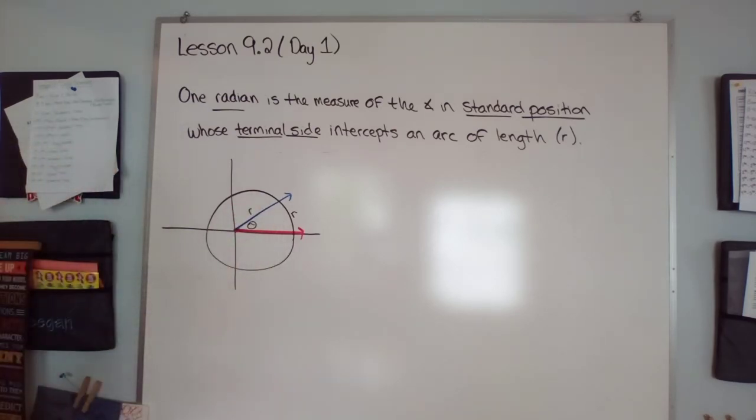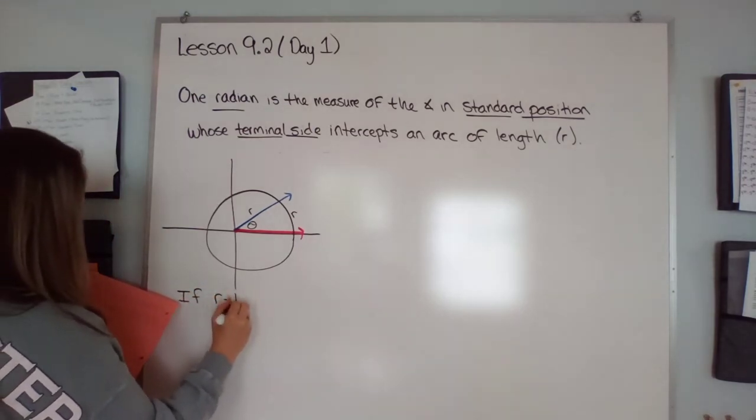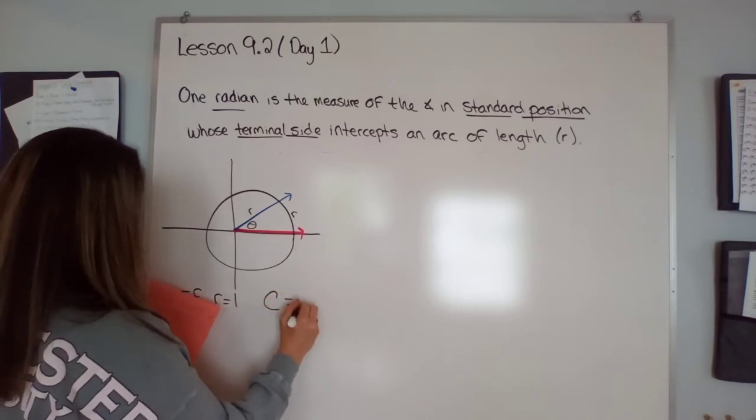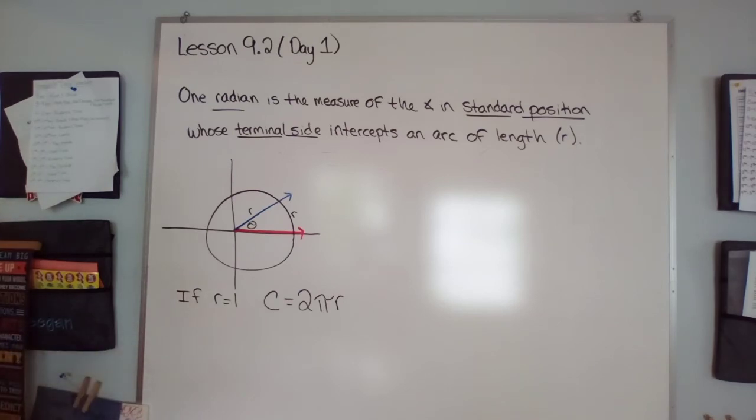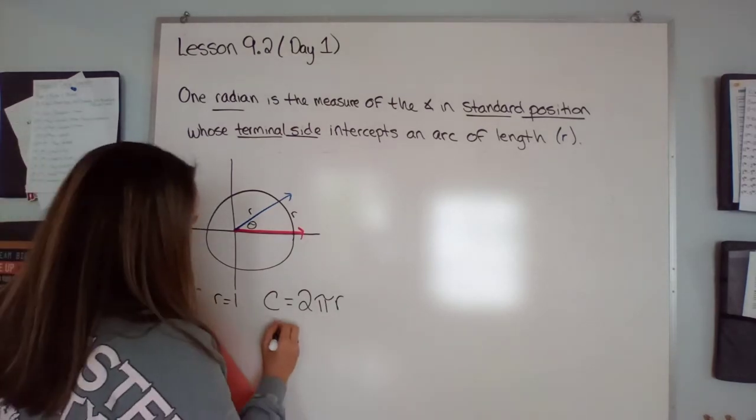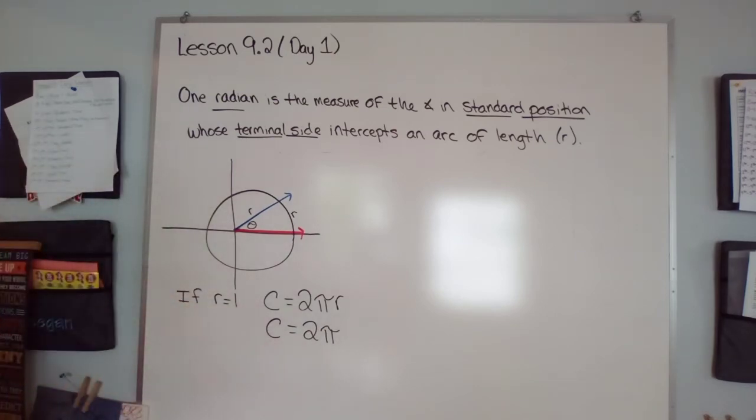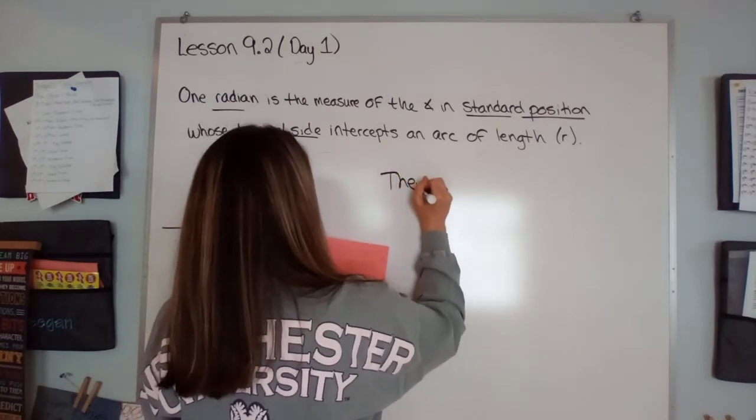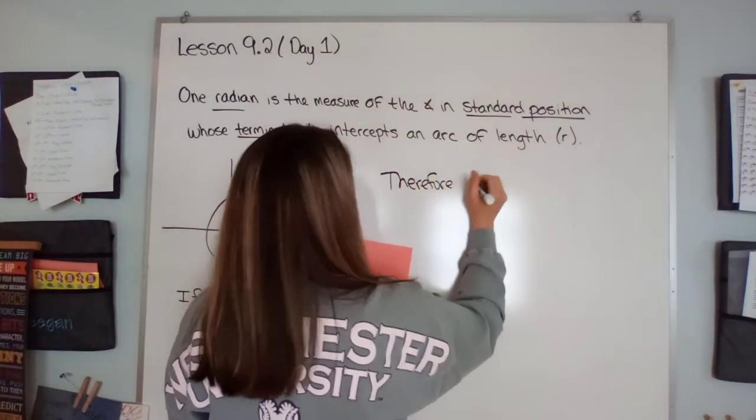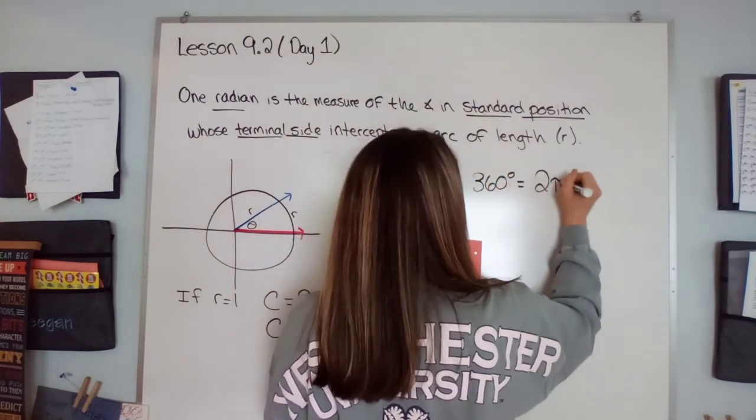All right. So if r is equal to 1, circumference equals 2 pi r, right? The circumference of a circle is 2 times pi times the radius, which if r is equal to 1, that means that c is equal to 2 pi. All right, therefore, 360 degrees is equal to 2 pi radians.